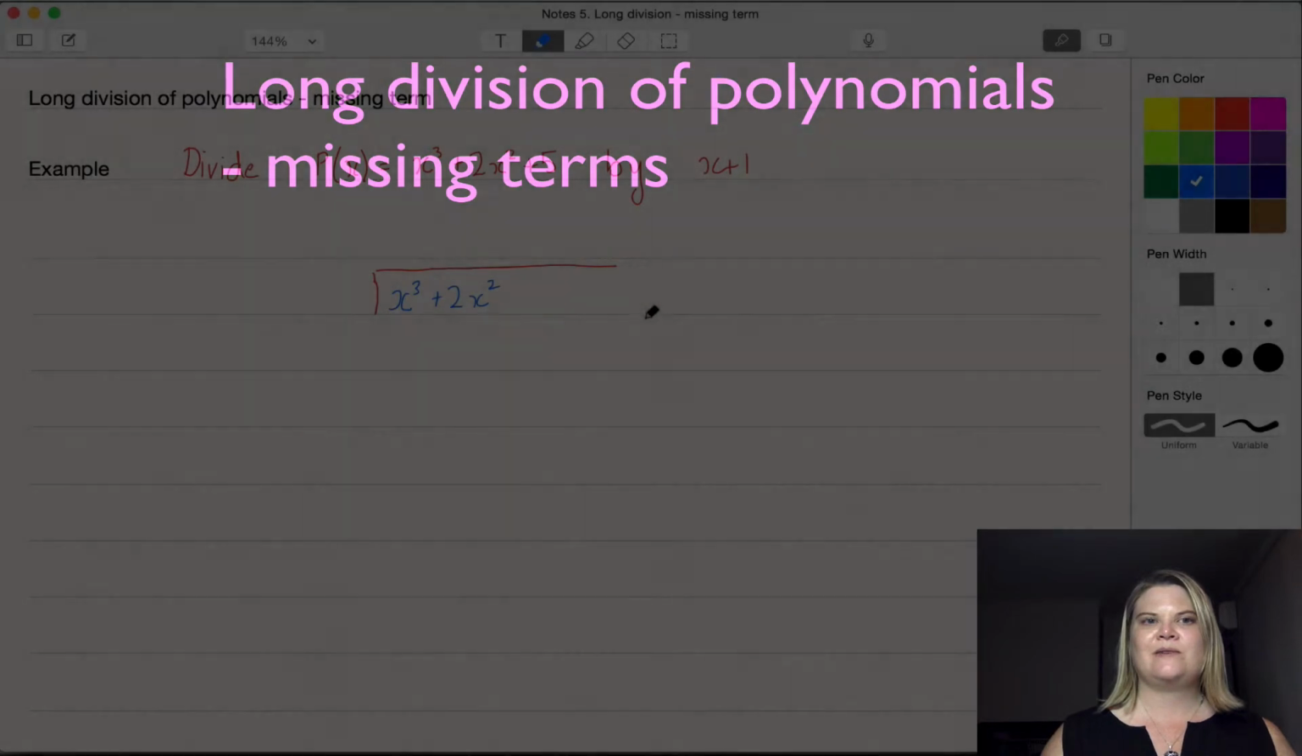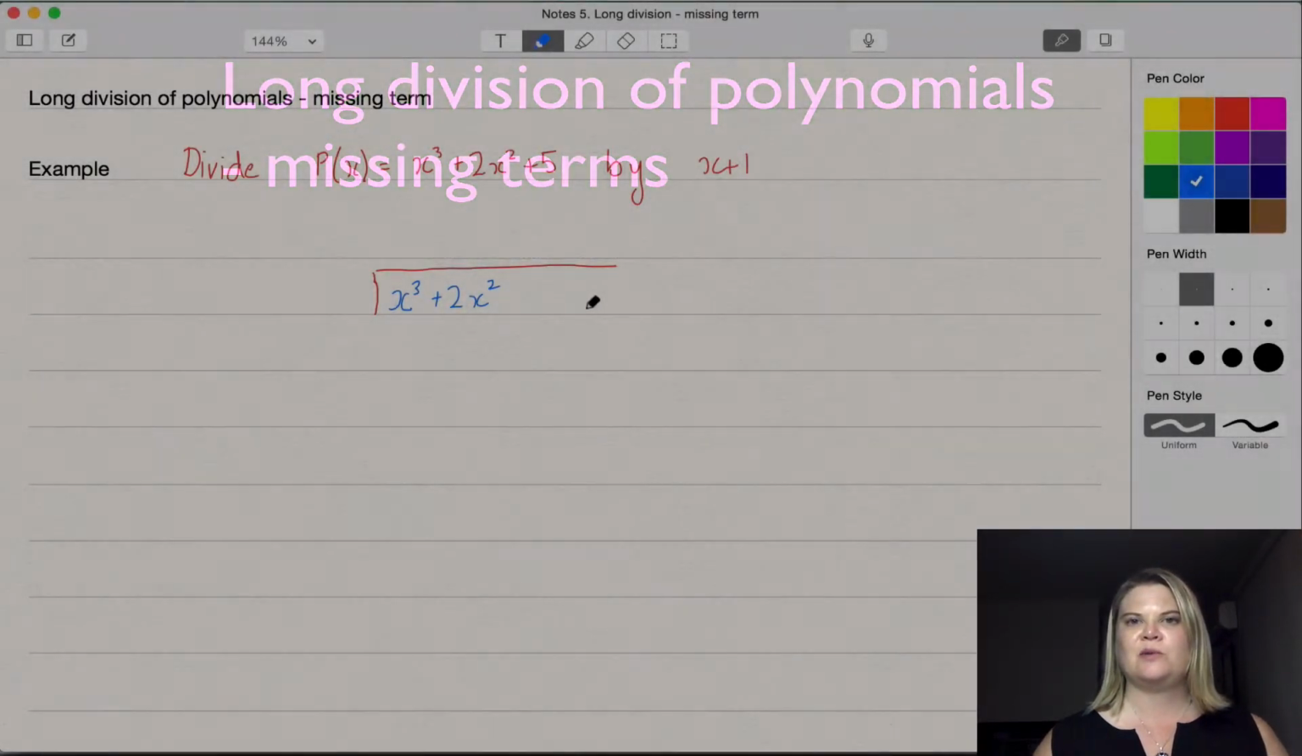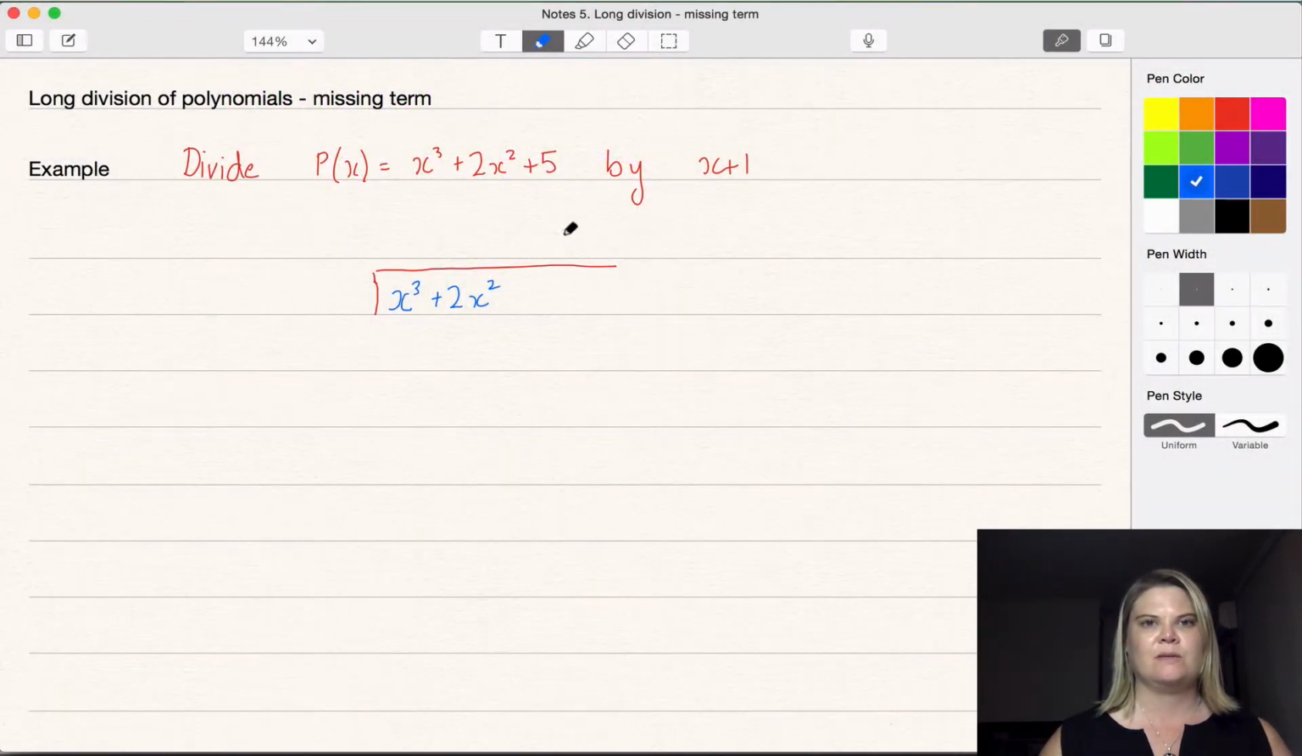Hello and welcome to our video on long division of polynomials when there is a missing term. This time we're going to get straight into an example, and I've written out the question here. Divide p of x equals x cubed plus 2x squared plus 5 by x plus 1.